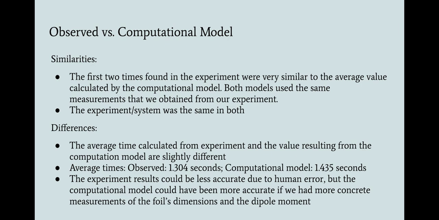And then the difference: the average time calculated from the experiment and the value resulting from the computational model were different. Like I said, these are the values. The experiment results could be less accurate due to human error, and the computational model could have been more accurate if we had more concrete measurements of the foil's dimensions and the dipole moment.